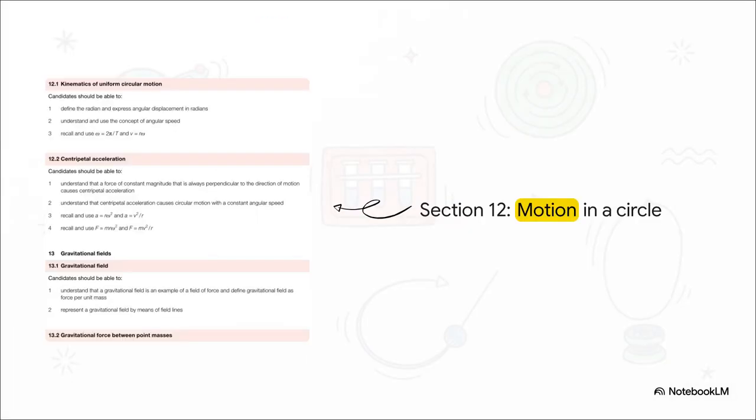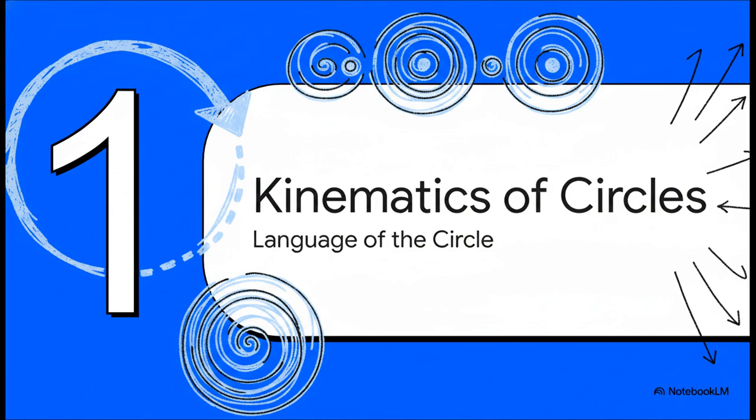To kick things off, let's ground ourselves right here in Section 12 of the syllabus. We're going to start by looking at the pure kinematics of uniform circular motion. Section 1. Kinematics of circular motion. The language of the circle.